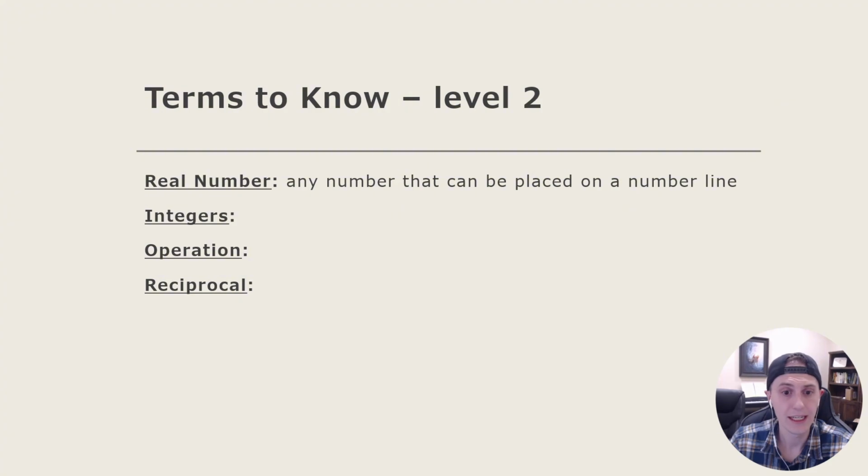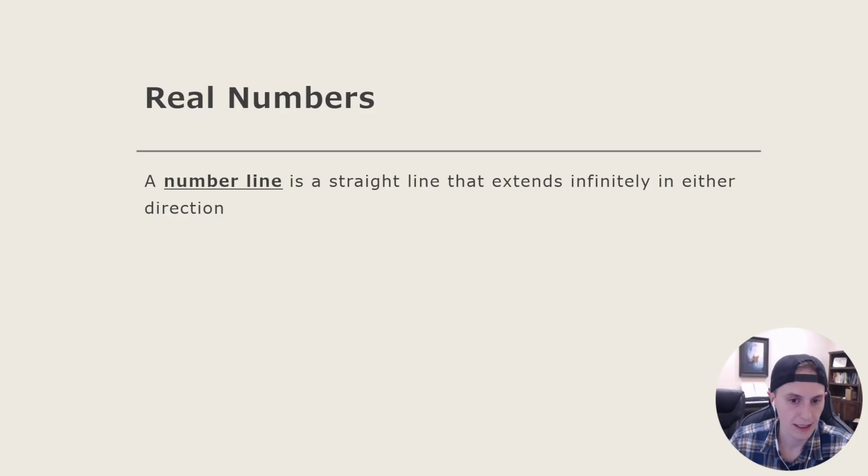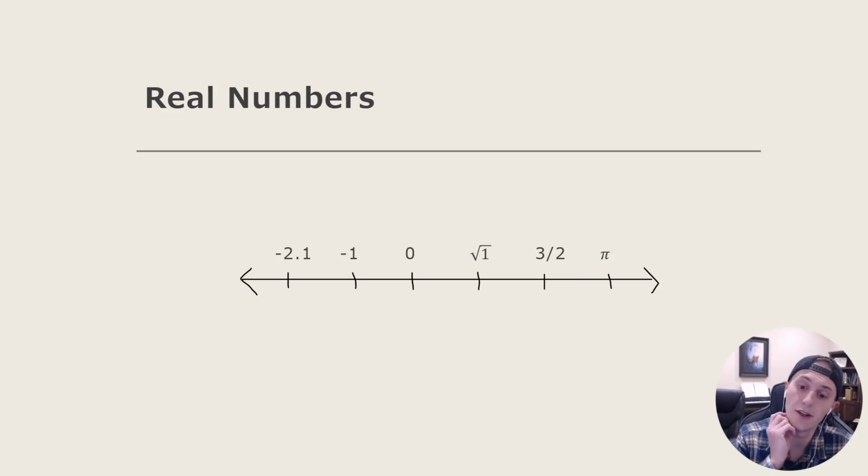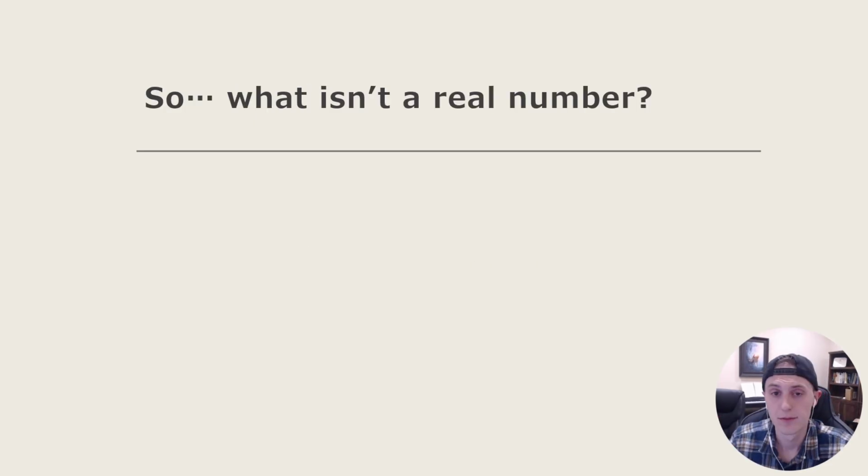So real numbers are any number that can be placed on a number line, positive or negative. A number line is a straight line that extends infinitely in either direction, like this wonderful drawing that I made. So as you can see, we can place numbers along the number line like this: negative 2.1, negative 1, 0, 1, square root of 1, 3 halves. Notice how you can include decimals, negatives, 0, positive, and fractions. All these things can be added onto a number line. Square roots and things like pi are also real numbers. Pi and other infinite numbers can also go on a number line. So those are all real numbers.